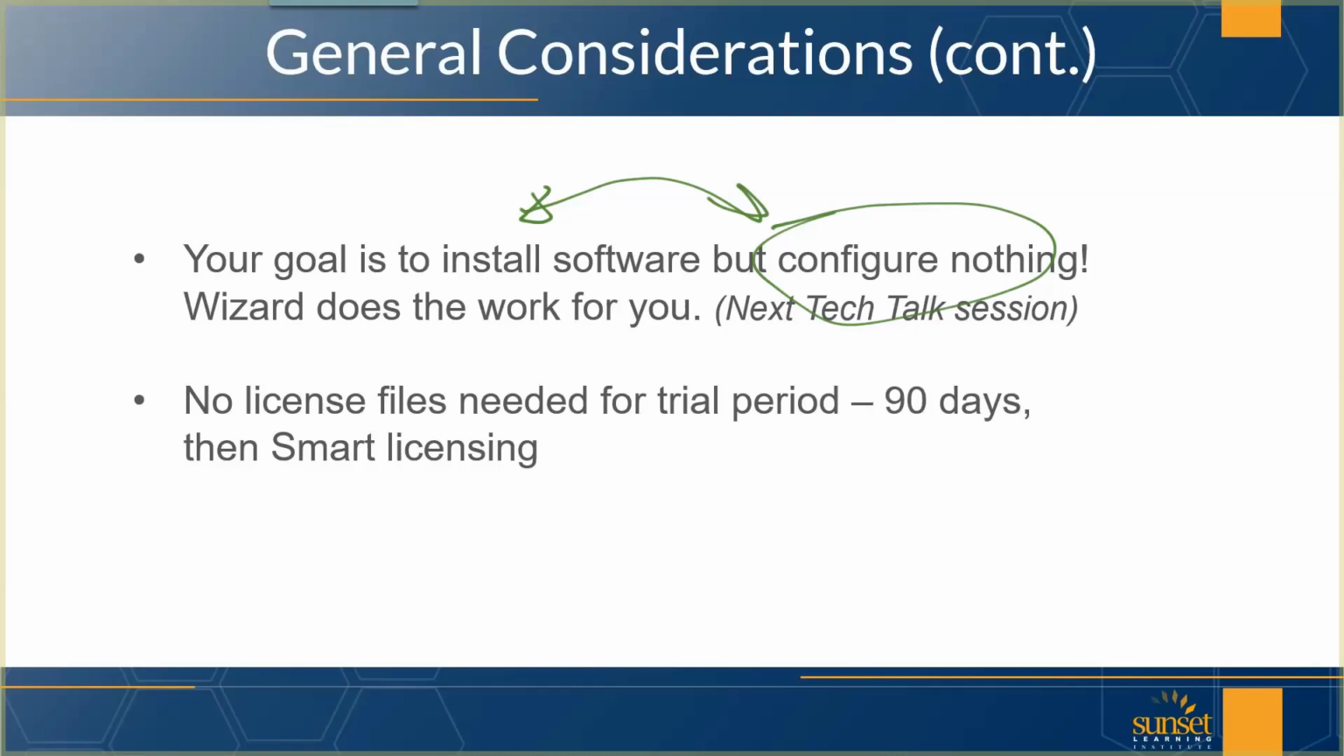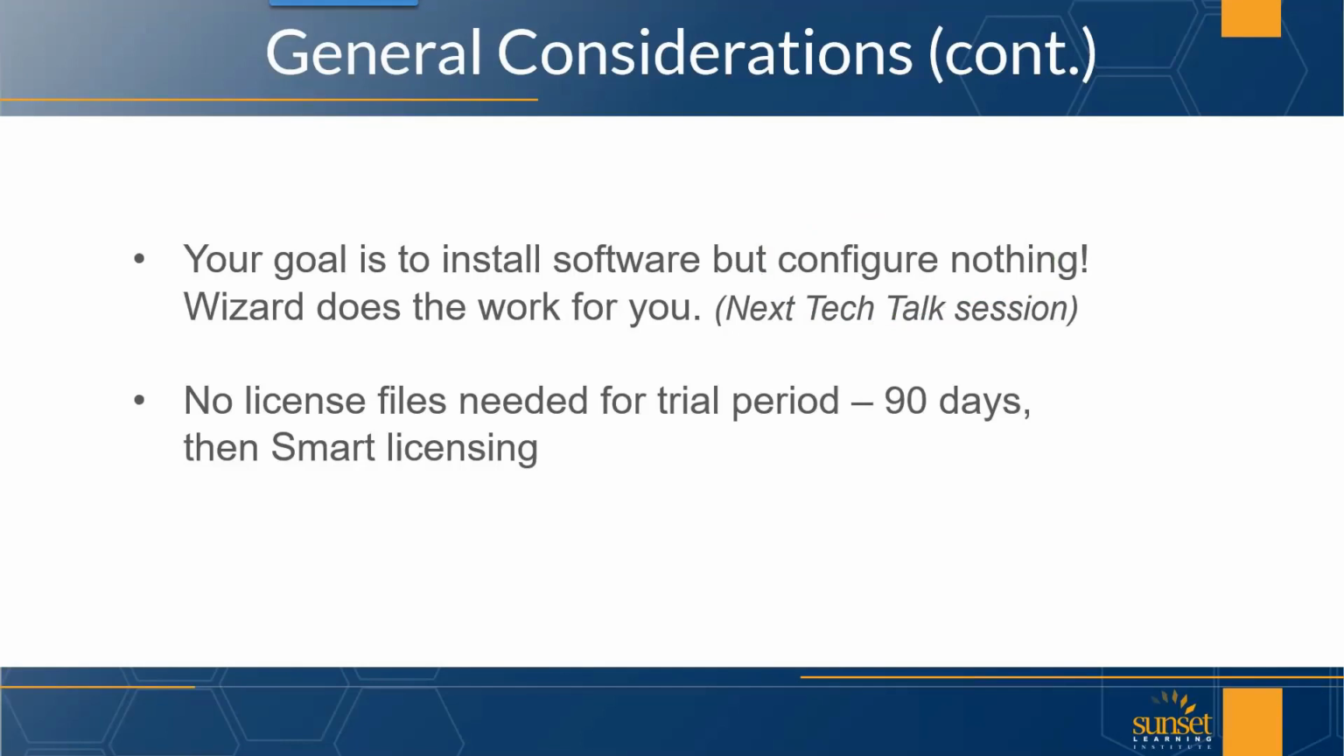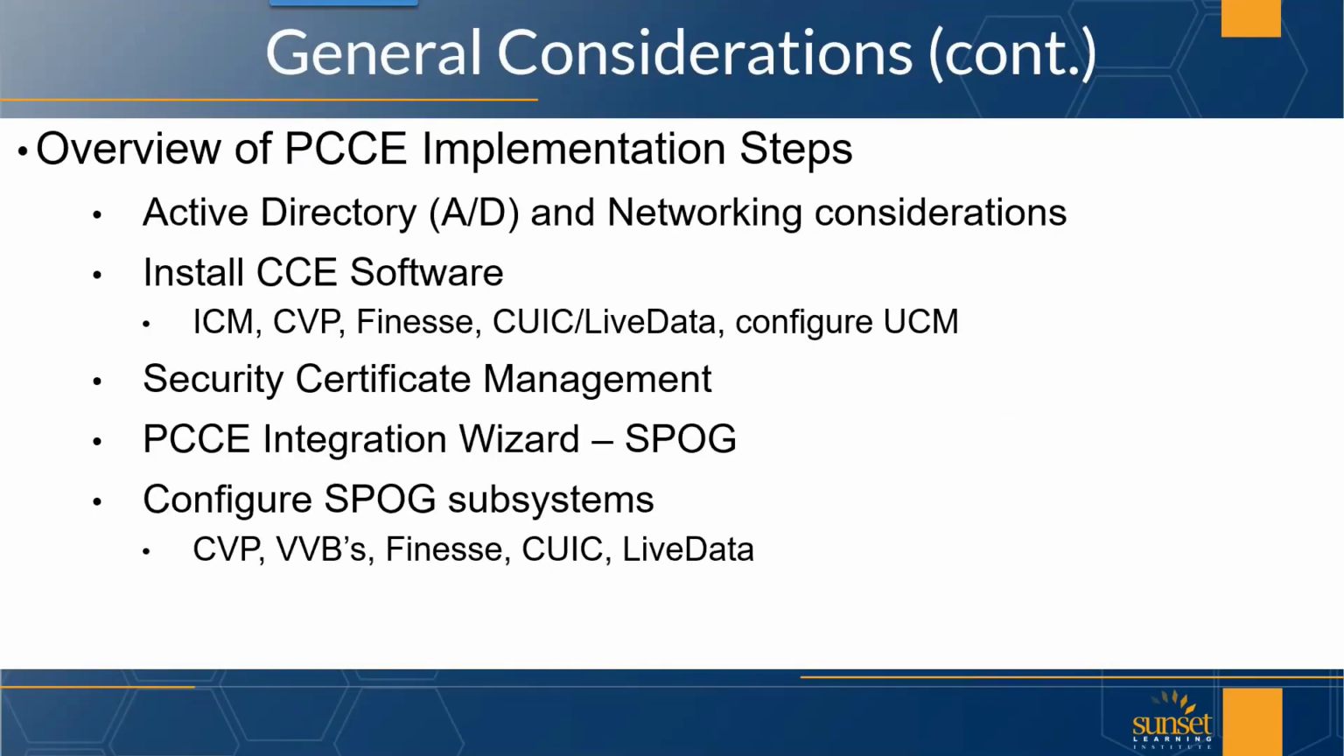We don't talk a lot about licensing files in this session or in our class, but just be aware that you get a trial period of 90 days before you need licenses, and Smart Licensing is the way in which this stuff is managed, if you like. So then, what's the overview of our implementation steps?